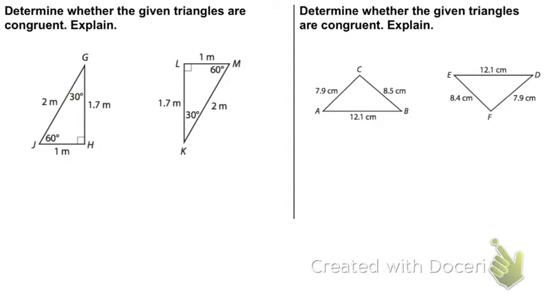Does anyone want to answer this first one, whether or not they think the triangles are congruent or not? You think they're congruent? I agree. Give me a statement. Triangle GHJ is congruent to triangle MKL. Awesome. Triangle GHJ is congruent to triangle MKL.